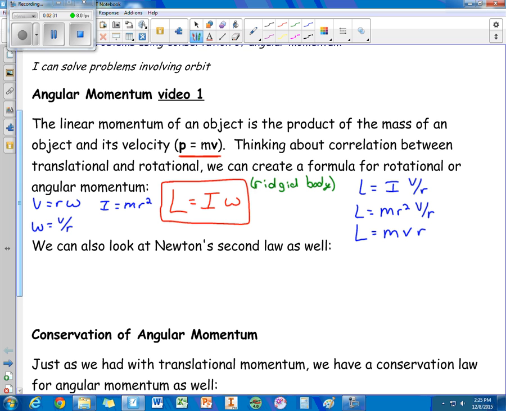And notice in there that we have an m times a v. So what this leaves us with then is that angular momentum equals linear momentum times a lever arm distance, or a radius. And that should look very familiar. Remember that torque is a force times a lever arm distance. So again, just drawing up that relationship between linear and rotational.